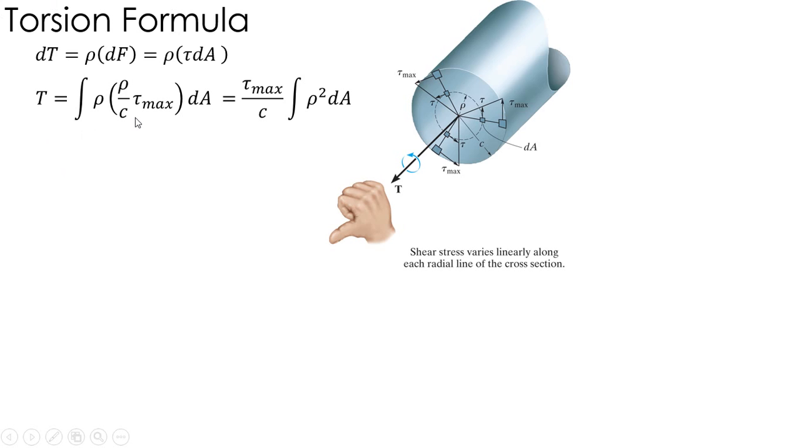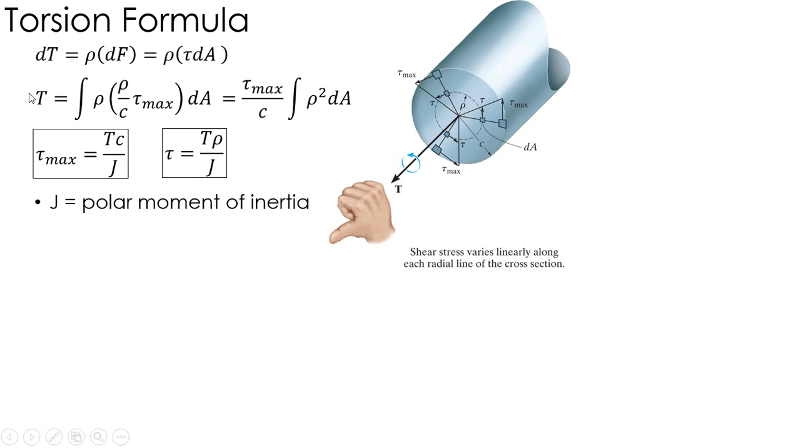Okay. Now, a few of these things are constant relative to the area, and that would be the maximum, the tau max, and the radius c. So I bring those out, and I'm left with the integral of rho dA.